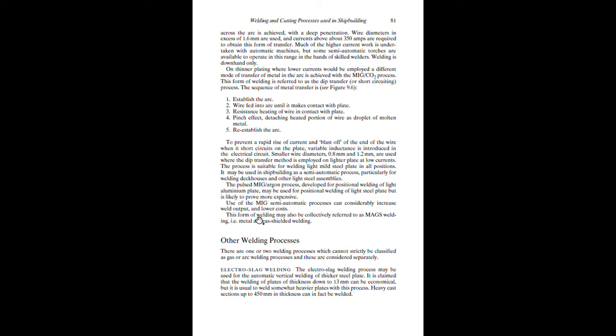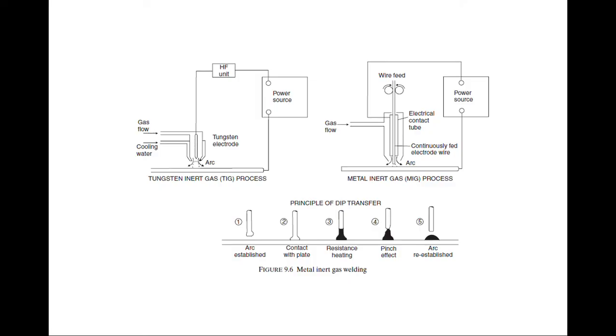Now use of the MIG semi-automatic process can considerably increase weld output and lower cost. So it is a semi-automatic process; we are not using it as a fully automatic process. Why is this automation achieved? Because we are continuously feeding the wire, and for continuously feeding the wire we have a motor and roller attached, as I showed you in the diagram. This form of welding may also be collectively referred to as MIGS welding, that is metal arc gas shielding welding.